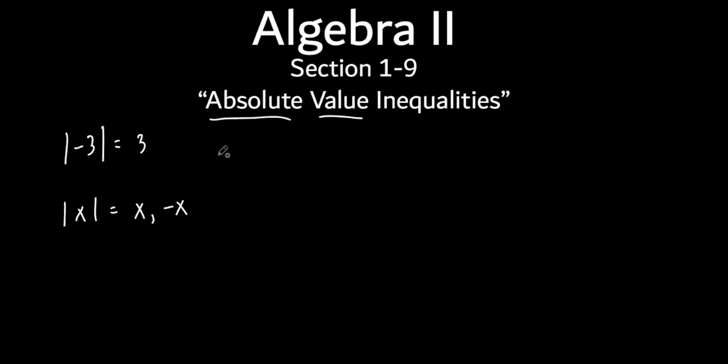Because I could put a 3 in for the absolute value and get 3, and I could put a -3 in for the absolute value and still get a 3. Same thing with this. If I put a -x in for this, I'm still going to get an x. Put a positive x in for this, I'm still going to get just a positive x. All right, enough said. So let's do a little graph right now.